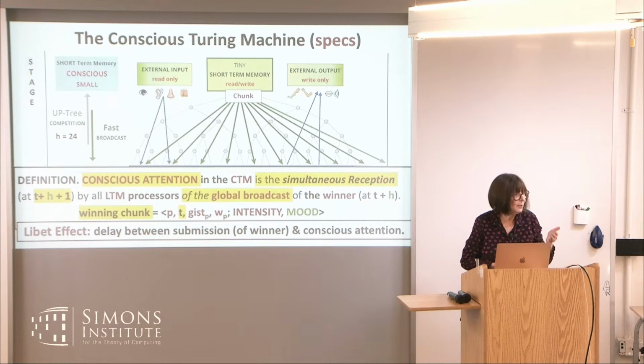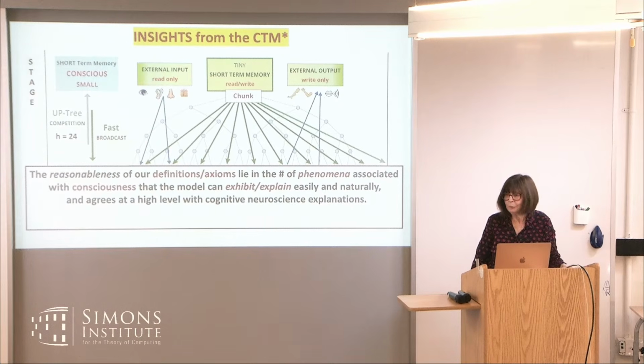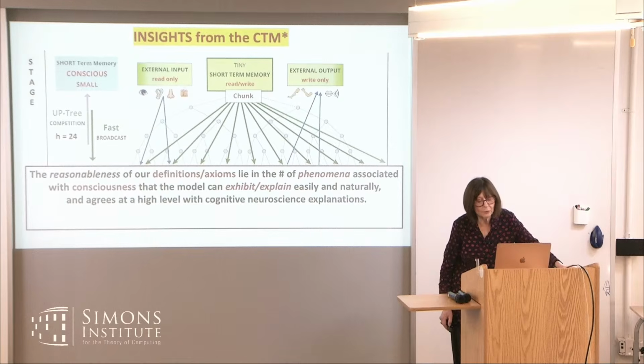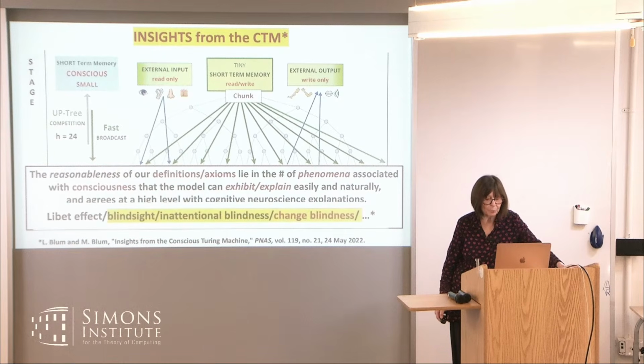So it's a little bit of what we know is happening in the brain, that some decisions are made before we're paying conscious attention to it. So there's a delay between submission of the winner and conscious attention. And the reasonableness of our definitions or axioms lies in the number of phenomena associated with consciousness that the model can exhibit and explain easily and naturally, and that agrees at a high level with cognitive neuroscience explanations.